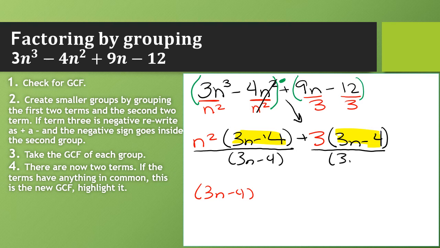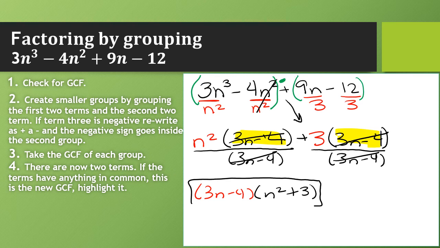And this step is pretty deliberate. At this point, if you don't have a greatest common factor in these two terms, then you've probably done something wrong. So these are going to reduce down to 1 and leave me with the n squared. These reduce down to 1 and leave you with a 3. If you have done everything correctly, then this should be your factored polynomial.